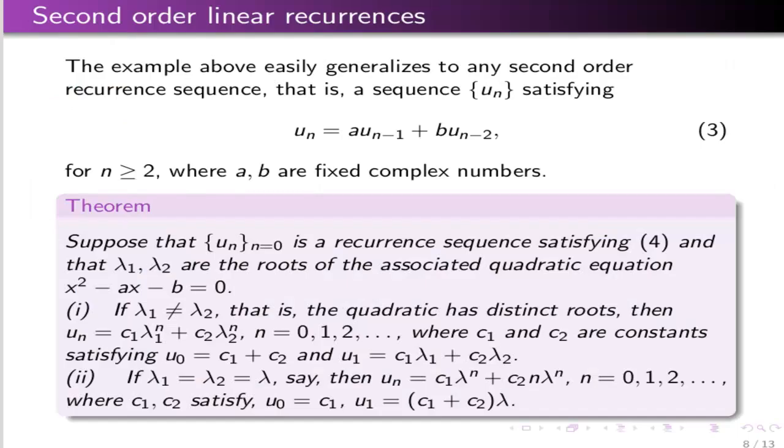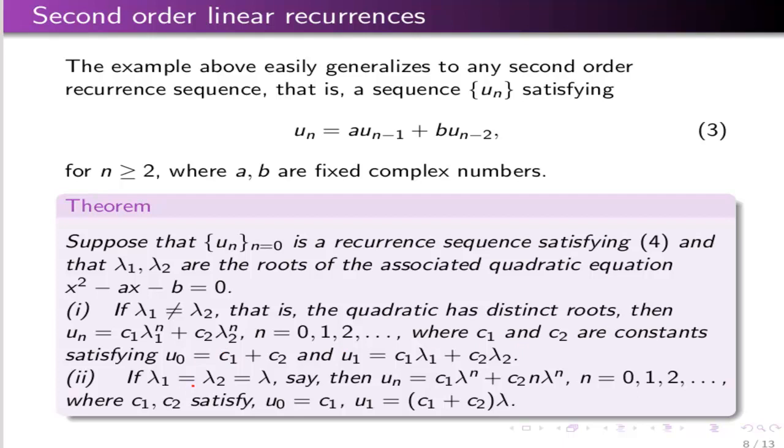Now everything we did for the Fibonacci sequence just then generalizes to any second order linear recurrence. So let's take a sequence u_n satisfying u_n is a constant a times u_{n-1} plus a constant b times u_{n-2}, where a and b are just fixed complex numbers. And the theorem says that if we have such a sequence, then there's an associated quadratic equation with roots lambda 1 and lambda 2 such that the following holds. If the roots are distinct, then u_n has this type of form. It's a linear combination of the geometric sequence with lambda 1 plus the geometric sequence with lambda 2, where C1 and C2 are constants that make the first two terms agree.